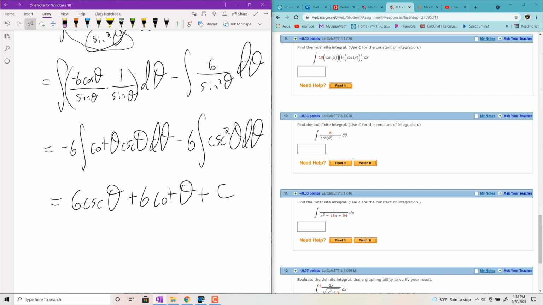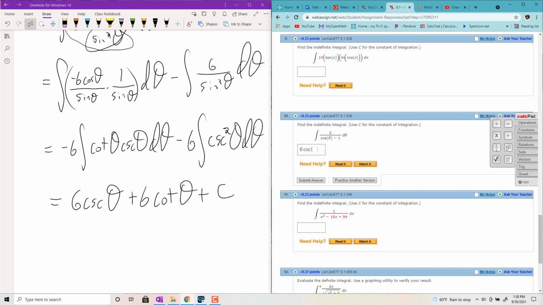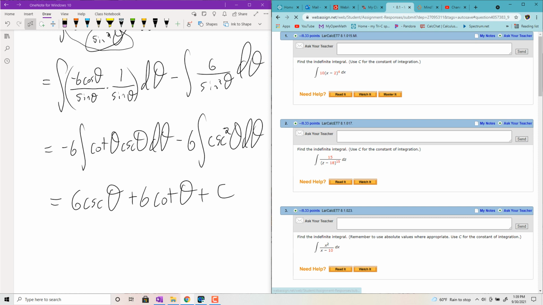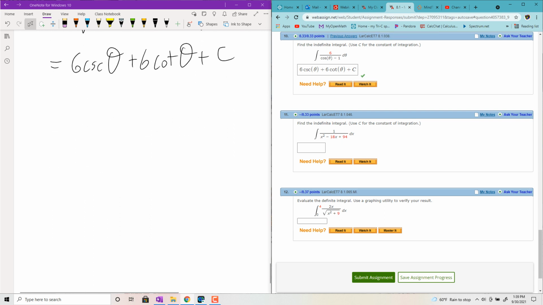Okay. Let's make sure that's right. So we have 6 cosecant theta plus 6 cotan theta plus capital C. That's right. Okay. And so again, for number 11, there's going to be some completing the square there.